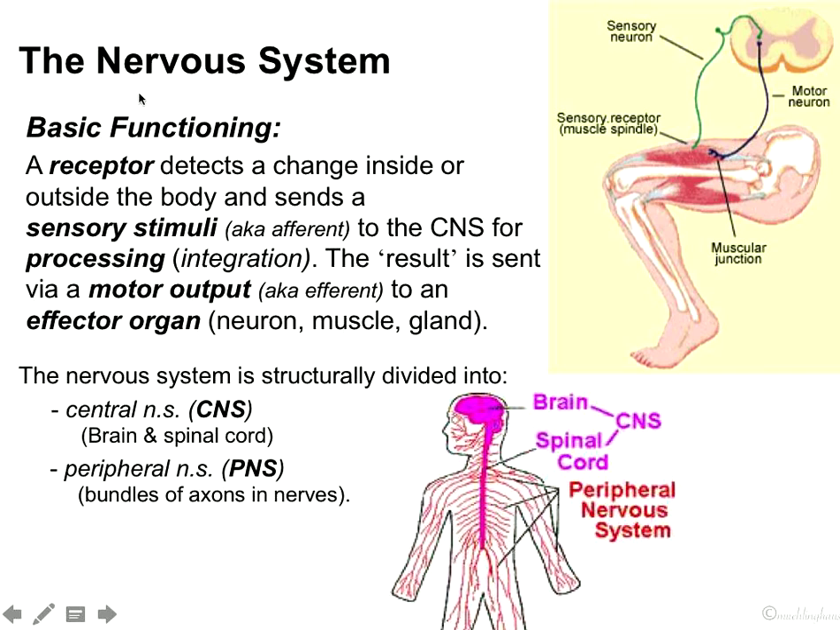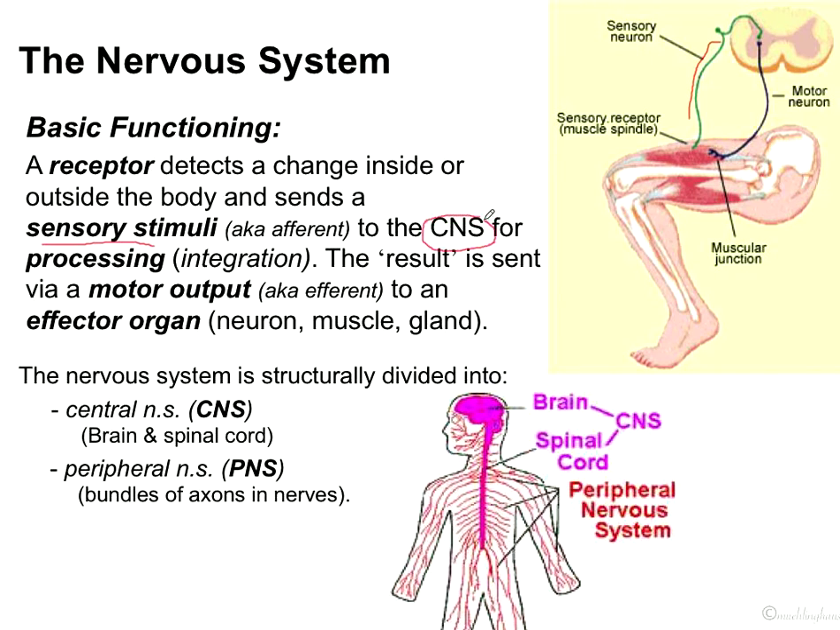When we look at basic nervous system functioning, we're going to go back to the negative feedback loop. So we're going to look where we have a receptor that detects a change on the inside or the outside of the body, and then sends a signal, or what we call here a sensory stimuli. Goes and brings that into the spinal cord or the brain.